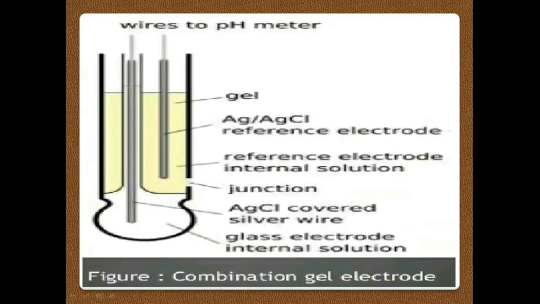This is the combined cell, the combination electrode. That is, both the calomel electrode and glass electrode are combined. So wires go to the pH meter from there. Two electrodes are inside that. This is gel, which is the silver chloride reference electrode. And the reference electrode internal solution is here. This is the junction. Then the silver chloride covered silver wire is here. Another electrode, the glass electrode, has its internal solution inside this.